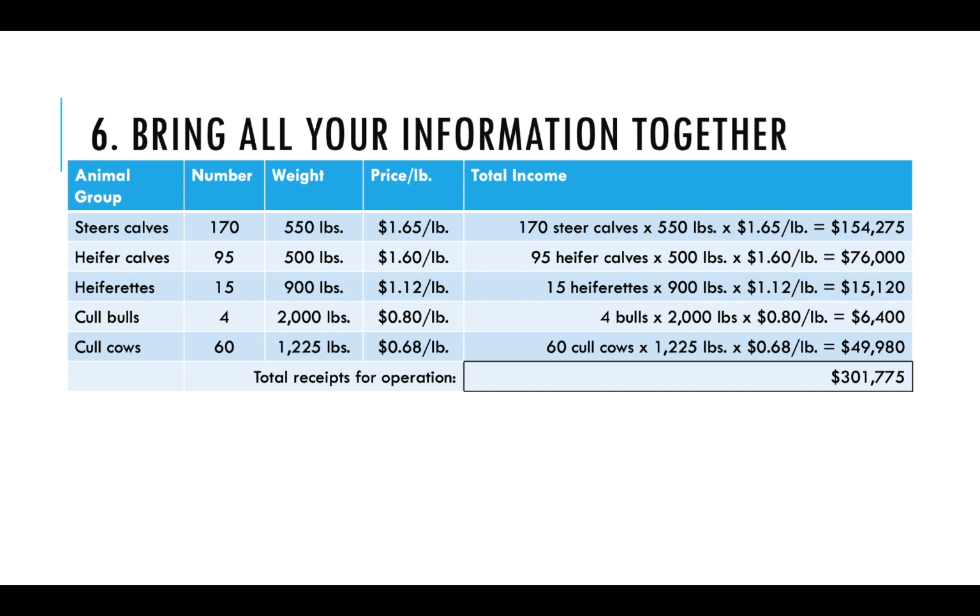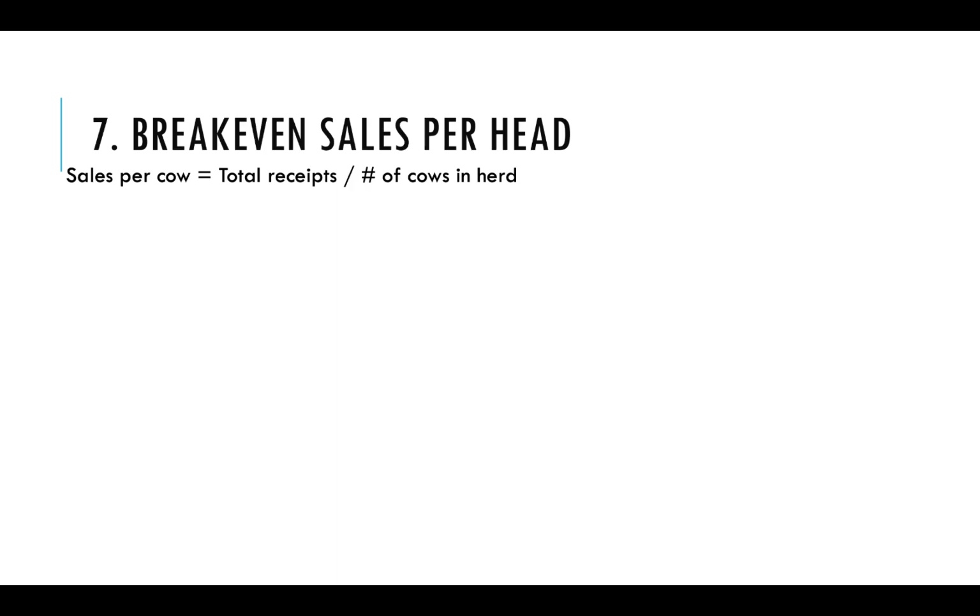And so you can see that between all 5 income streams, we've got a grand total of receipts for the operation of $301,775. And so before everybody goes out and says they want to be a cow-calf producer and starts buying cows and buying land, we have to really bring this back to reality and look at the other side of the coin. And so this brings us to the last question in this example problem.